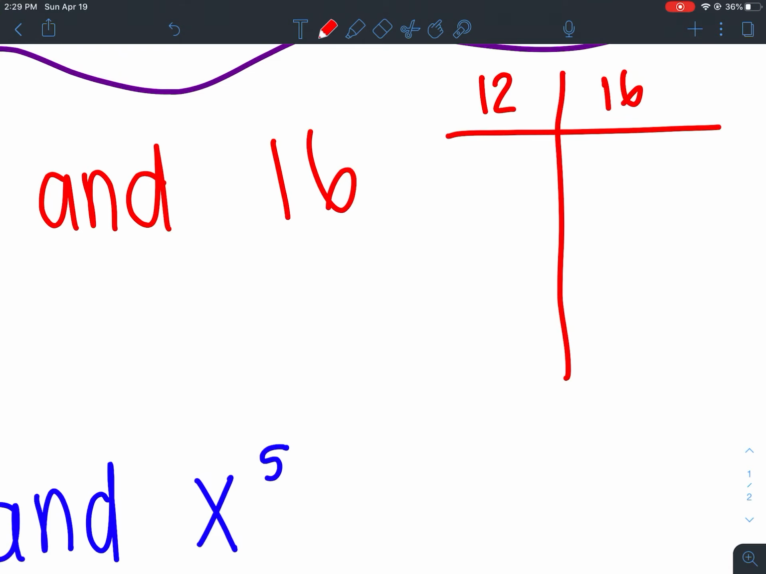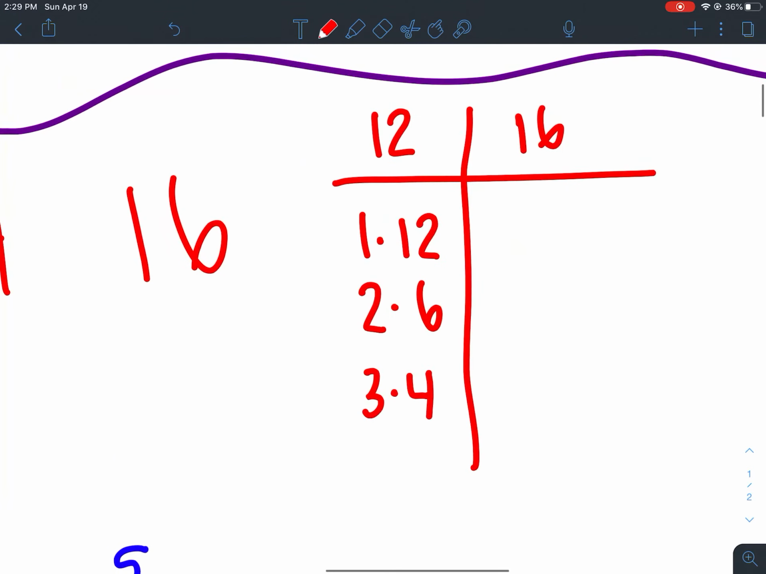So things that multiply to 12 would be 1 times 12, 2 times 6, and 3 times 4. Those are all the combinations that I could get to multiply to 12. Now I could write 6 times 2, but that's basically the same thing as 2 times 6. Okay, 16: 1 times 16, 2 times 8, and 4 times 4.